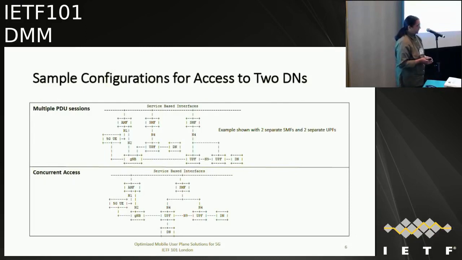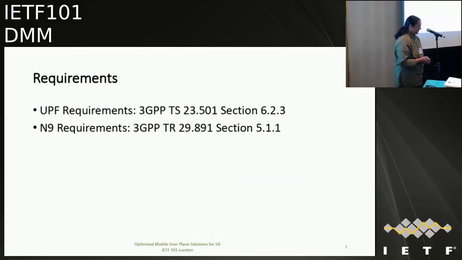The concurrent access is where you can have access to two data networks but with one PDU session, in which case you have one UPF as a branching point. I think one of the presentations mentioned this, and it could connect to two data networks there. Regarding the requirements for this evaluation, the UPF requirements are specified in there. Basically, the UPF is the mobile anchor point, and it has all the packet processing and routing functionality that you're familiar with in the 4G architecture. There are new QoS tables in the specification. They also have a reflective QoS this time, so the N9 has to map all of those as well. So those requirements are in those sections.